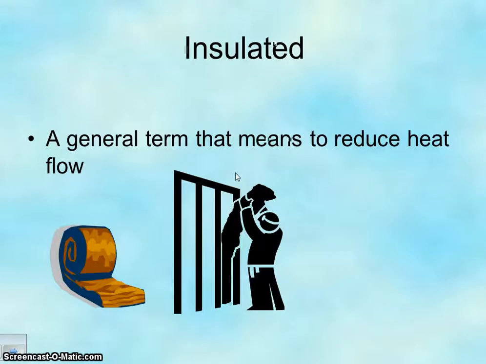Okay? And when you hear the term insulated, you talk about insulation, being energy efficient today. We'll talk about that later on in the year, actually towards the very end. But insulation, what exactly does it do? Well, a general term means to reduce the heat flow. In other words, it doesn't let heat go through it very easily. So when you say something is insulated, that's what it means.